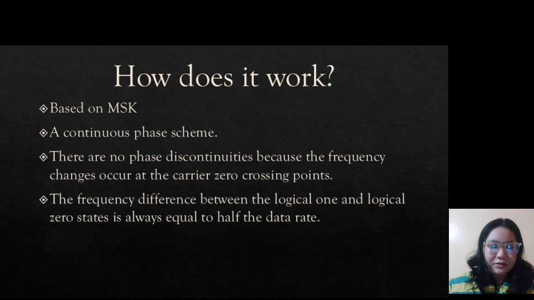MSK and also GMSK modulation are what is known as a continuous phase scheme. There are no phase discontinuities because the frequency changes occur at the carrier zero crossing points. This arises as a result of the unique factor of MSK that the frequency difference between the logical 1 and logical 0 states is always equal to half the data rate. This can also be expressed in terms of the modulation index, and it is always equal to 0.5.